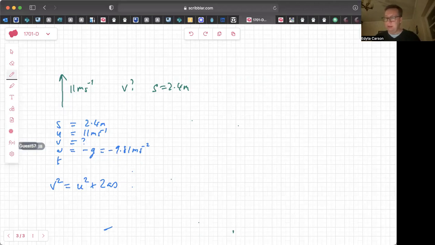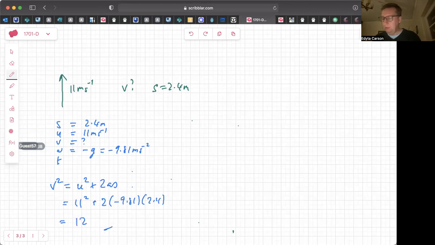So v squared equals u squared plus 2as. And we're trying to find v, aren't we? So why don't we just use u squared plus 2as to find that? So u squared is 11 squared, which we know well, times by 2 minus 9.81 times by 2.4. Because it's going to slow down, the speed will be less than 11, I would imagine. So that's why it's going to be a minus sign. So 11 squared, 121, but minus some amount, depending on the acceleration, how much it slows down by, and how far it's gone. So that's what this equation says.